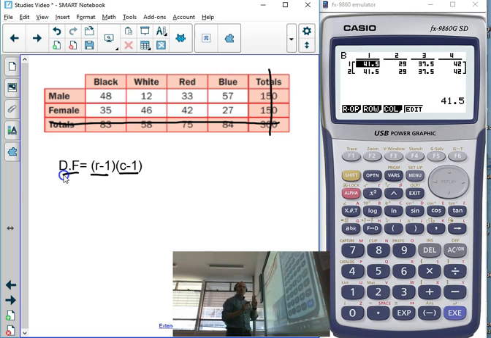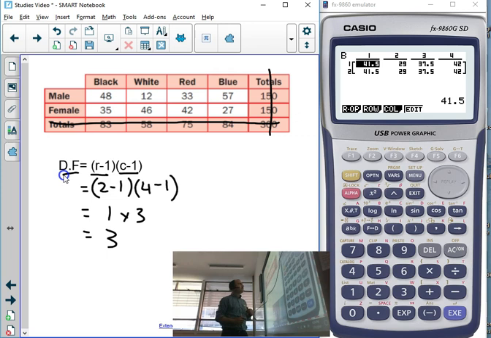So here, there's two ways we could do it manually. I could look at it and say, how many rows have I got? I've got 2 rows. How many columns have I got? Well, I've got 4 columns. I've got 3 degrees of freedom. Visually, what you can do is strike out the last row and strike out the last column, and you are left with 3 degrees of freedom.